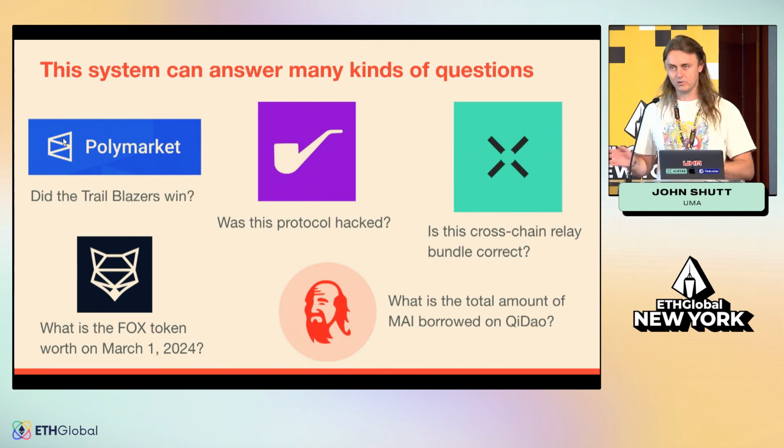Across is our sister protocol that's built on top of UMA that's done about $2 billion of bridging volume between different roll-up chains. And it uses UMA to verify that all the relayers are getting refunded correctly on those chains.